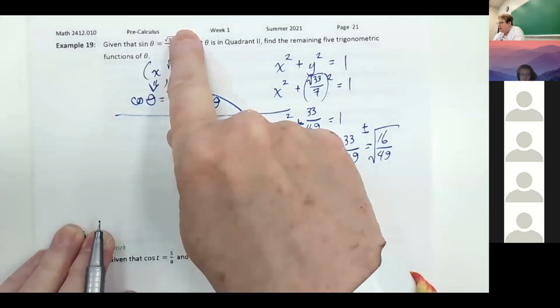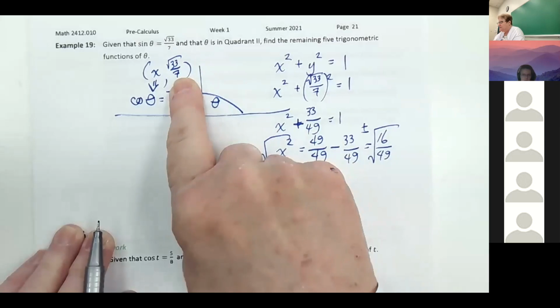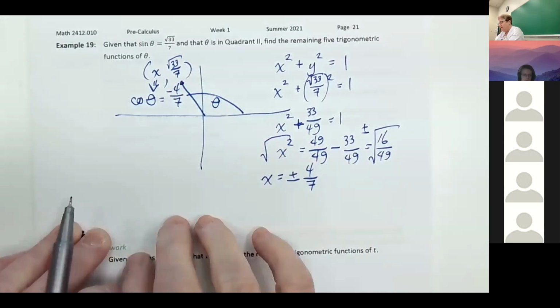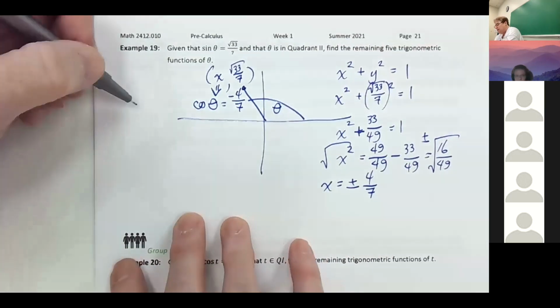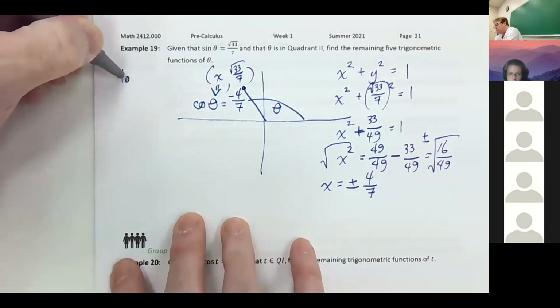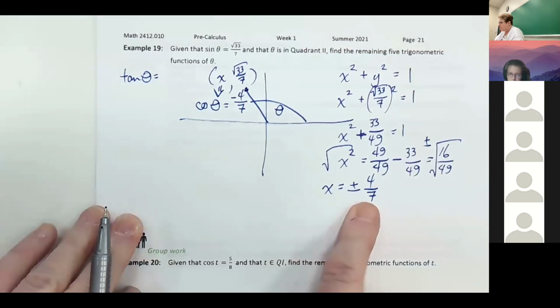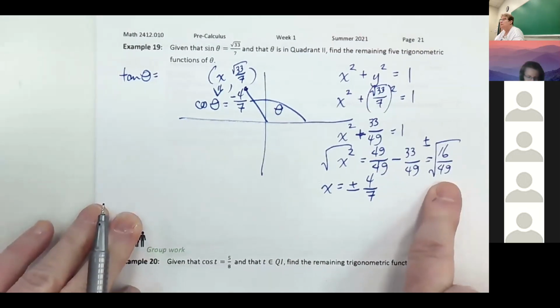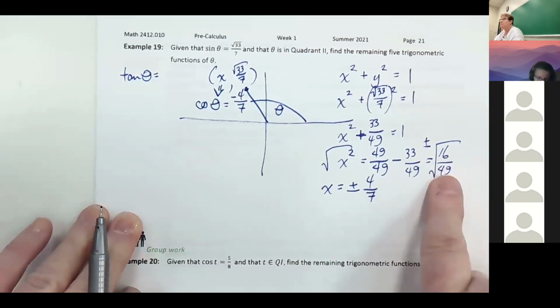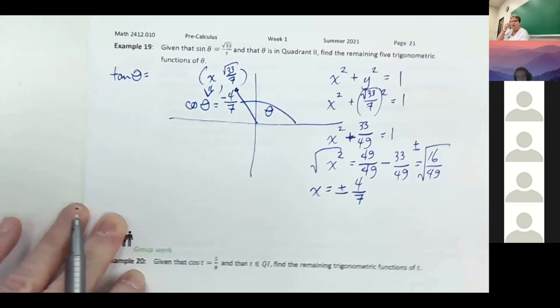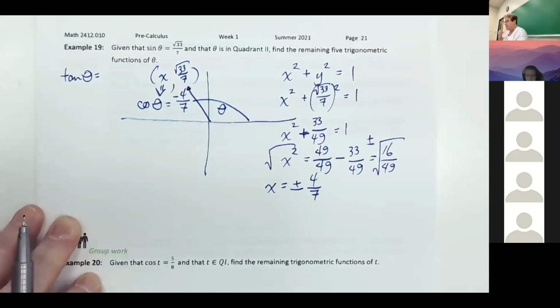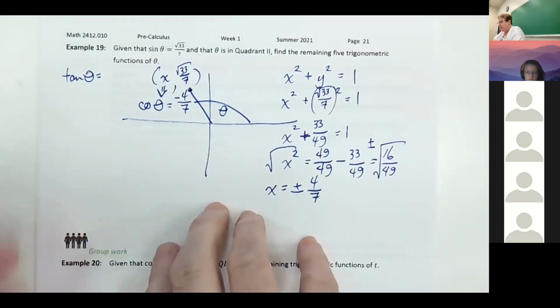We know the sine is the square root of 33 over 7. So let's find the rest. I have a question. Why is it 4 over 7? I don't think 16 over 49 drops down like that. It's the square root of 16 over the square root of 49. Good. That was a good question because that would be really frustrating not to figure that out. Yes, very good question.